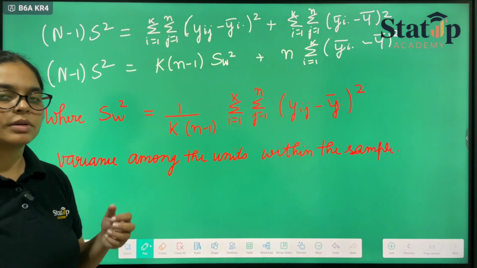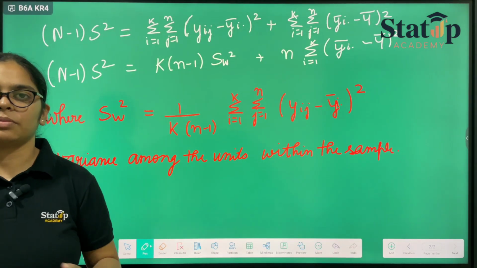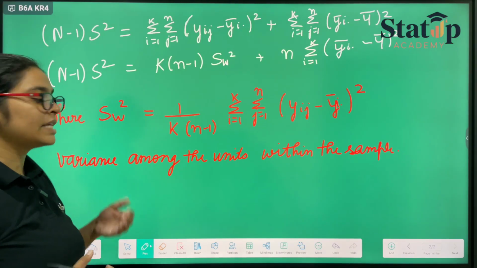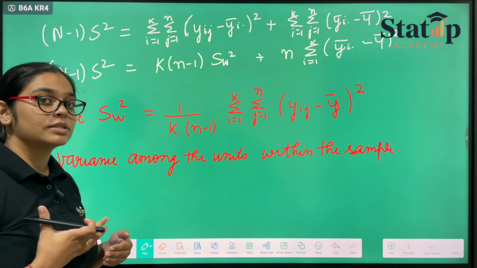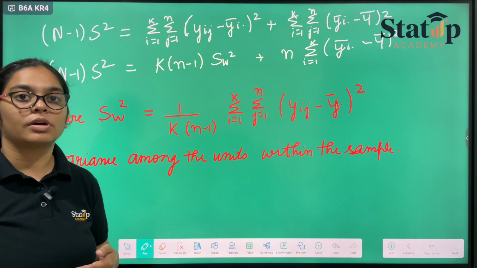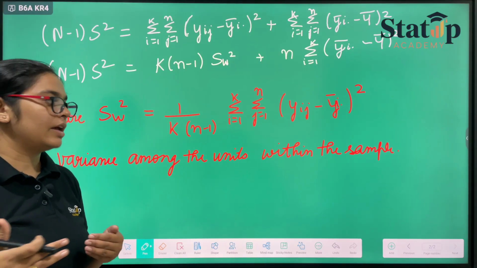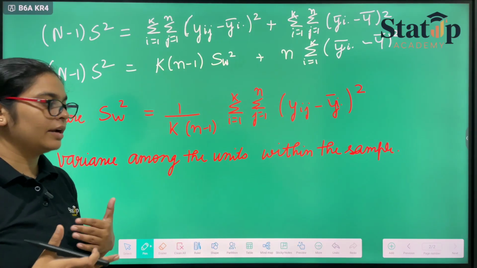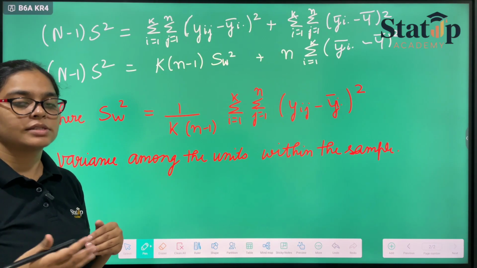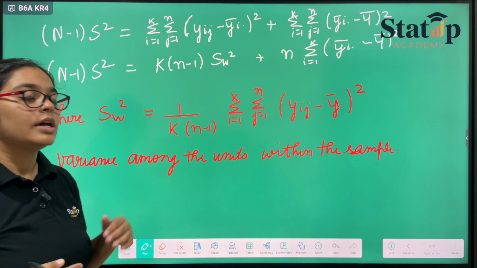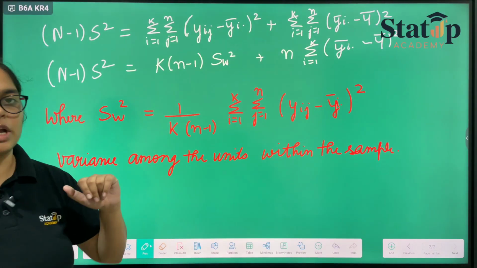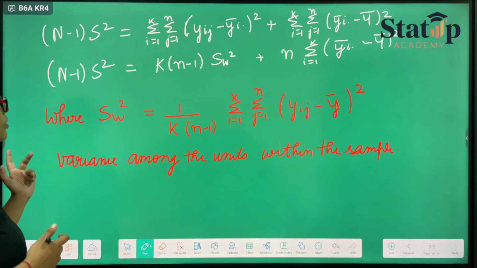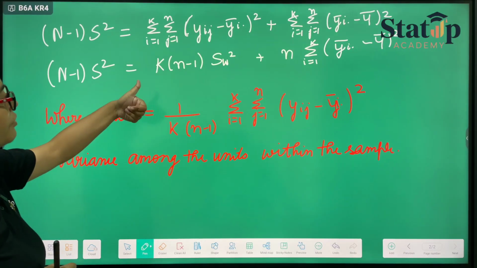Suppose the sample is S1, S2, S3 up till Sn. So all the variances are S1 square, S2 square up till Sn square. These variances may differ within themselves, and this difference of variance is known as Sw square, where W stands for within the sample. So this is our formula.